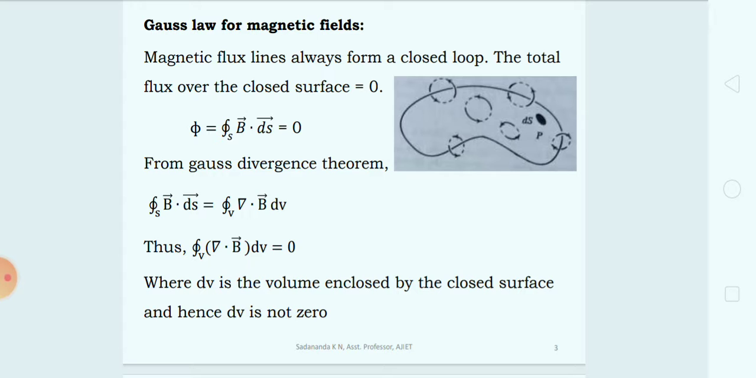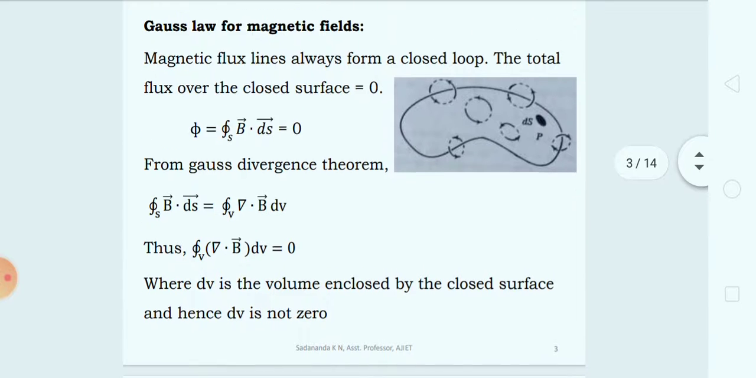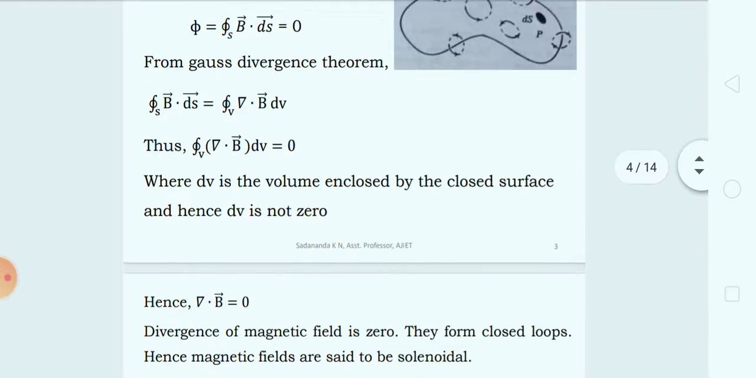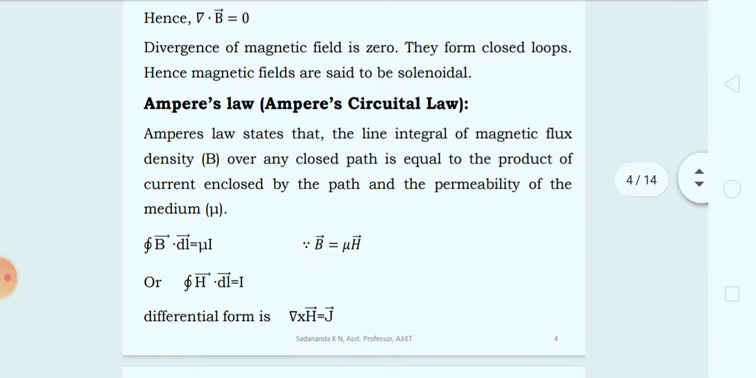In this expression dv is not equal to 0. Why is it not 0? Because we have considered an elemental volume within the surface for the discussion. Therefore, the divergence of B is equal to 0. If the divergence of B is equal to 0, it means that the field lines form a closed loop. So, the divergence of the magnetic field is 0, in the sense that they form a closed loop. Hence, magnetic fields are said to be solenoidal.